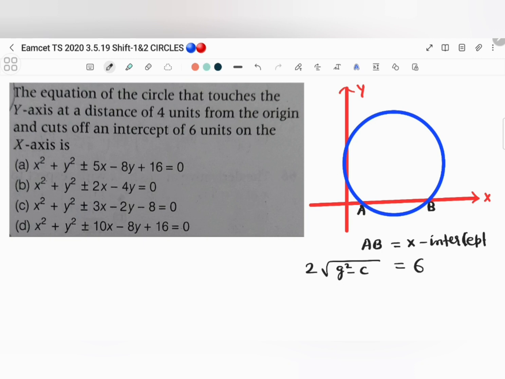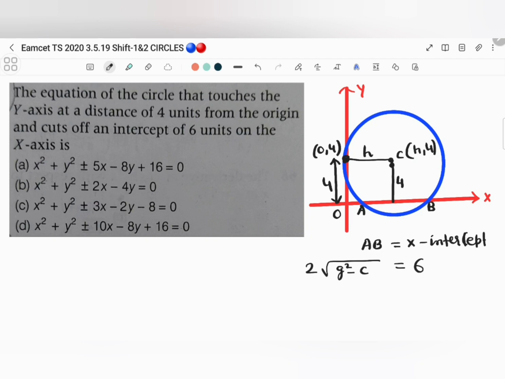So this is the center of the circle. We don't know the center. Whenever a circle touches the y-axis, at what point is it given? The point is indirectly given. From the origin to here the distance, 4 units, is given. So the point on the y-axis is (0, 4). From here to here the distance we don't know, so we take h units. From here to here it is 4 units only. So the center will be (h, k), that means (h, 4). We got the center as (h, 4).